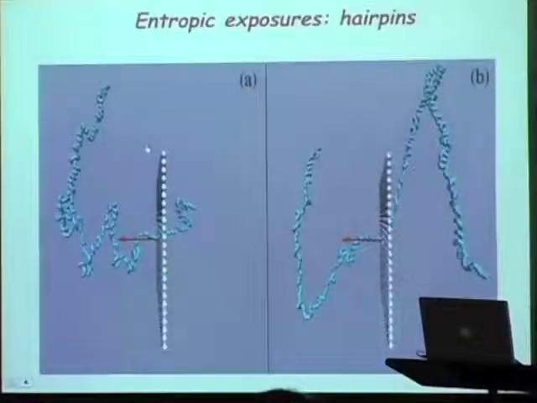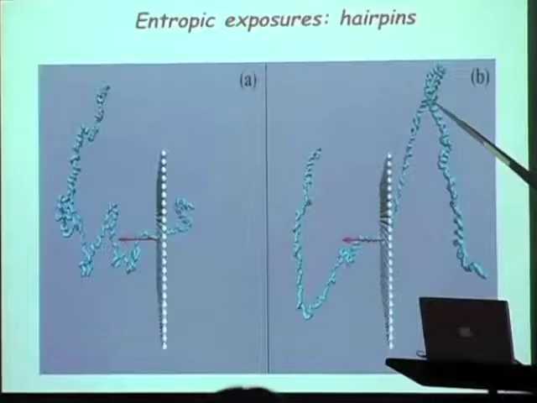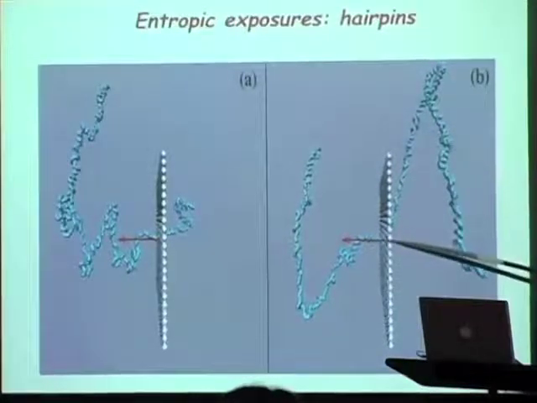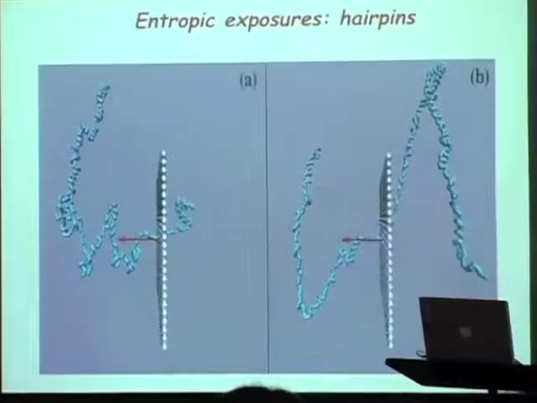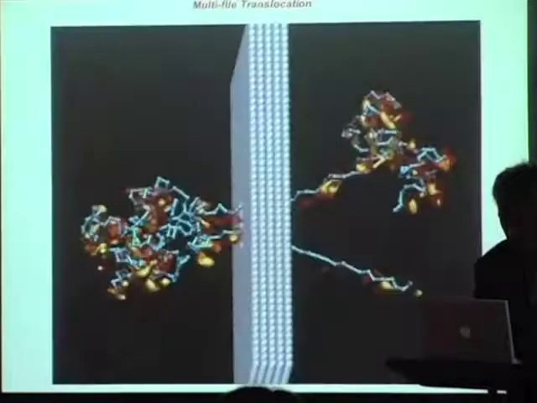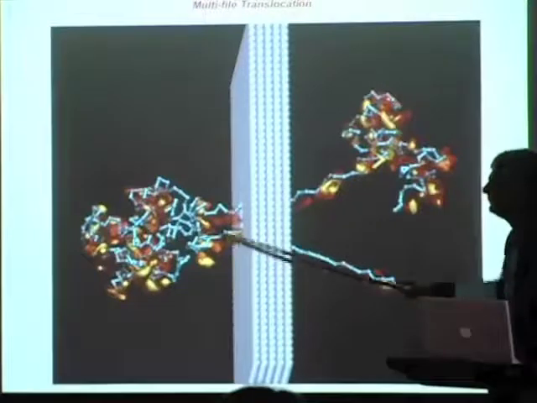At those times, we concluded that if the polymer enters a corner of phase space where a hairpin can live, the hairpin has a big entropic barrier to cross. If you end up in such a configuration, it's very hard to push it through. Sometimes you can even retract. So there is a lot of richness in this simulation. More recently, I've been dealing with, in fact, multi-file translocation.